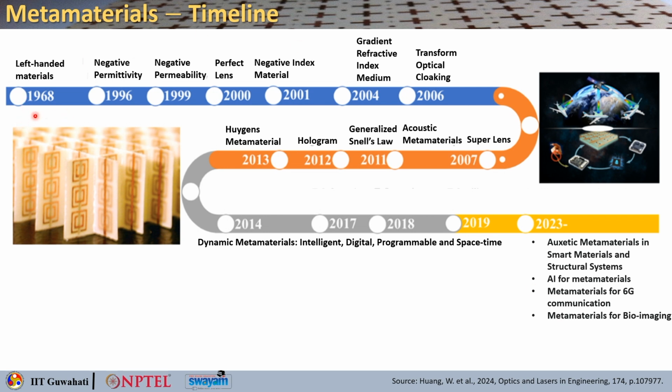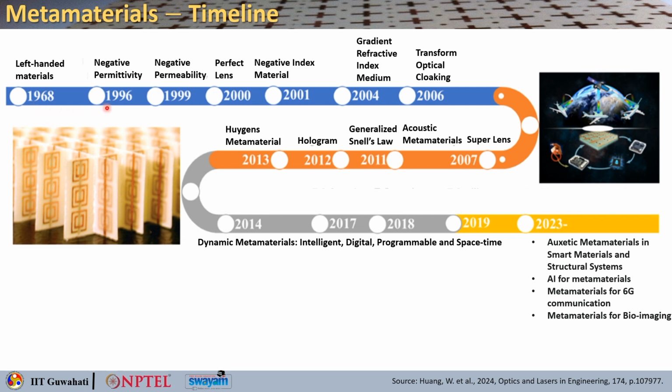You can see on the left that it all started with the Soviet physicist Victor Veselago, who theoretically proposed left-handed materials, LHMs, with simultaneous negative permittivity and permeability, predicting unique wave features such as negative refraction. However, because of the absence of natural left-handed materials, no experiment could be conducted at the time to verify these predictions.